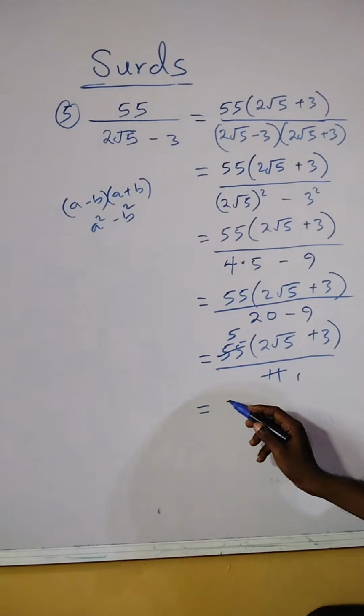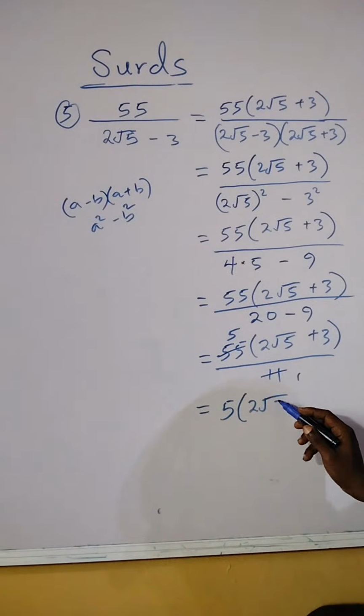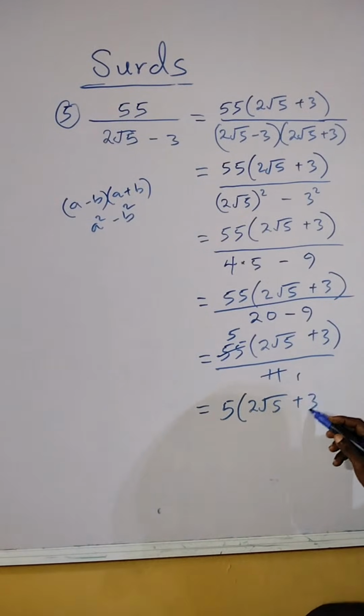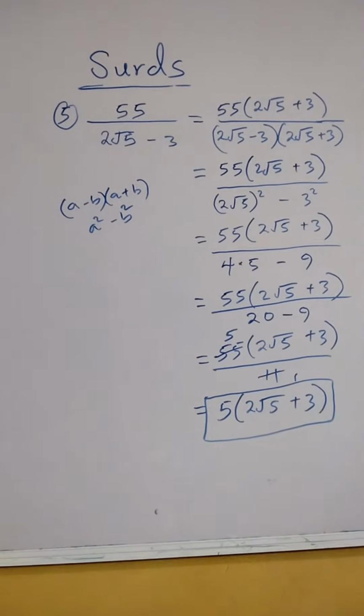That is, here we have 5 into bracket 2 root 5 plus 3. So here we have this as a simplified form of the given surd problem.